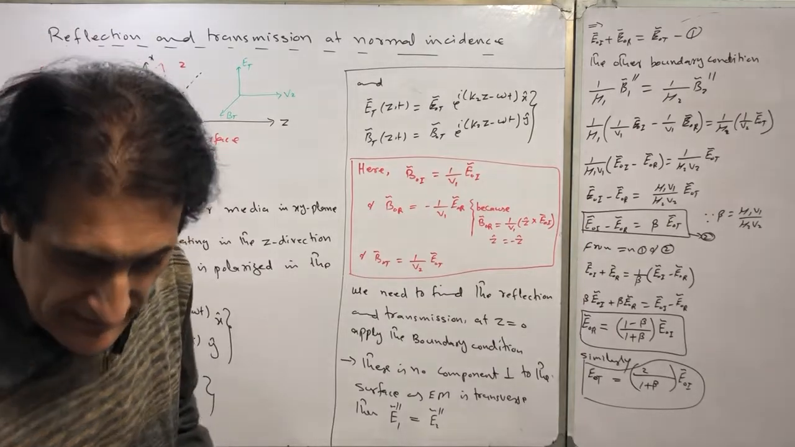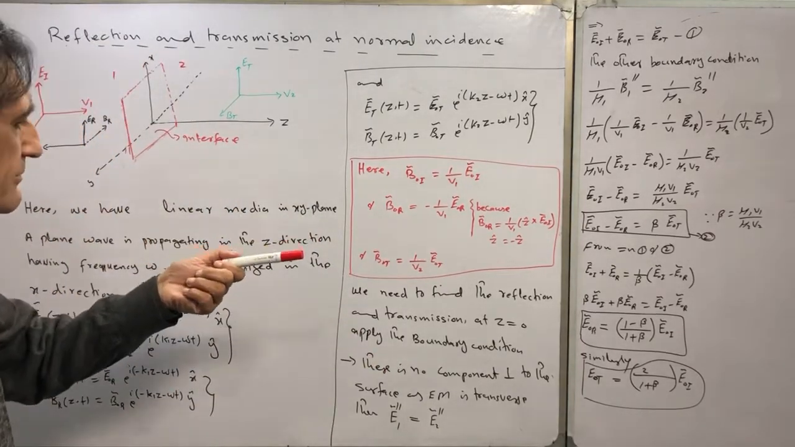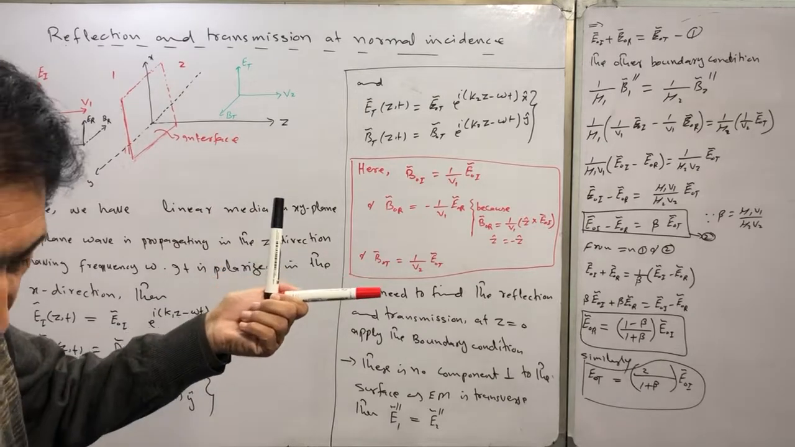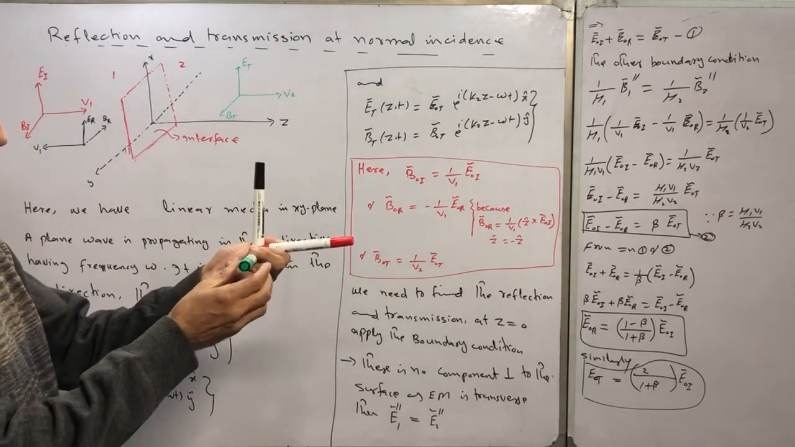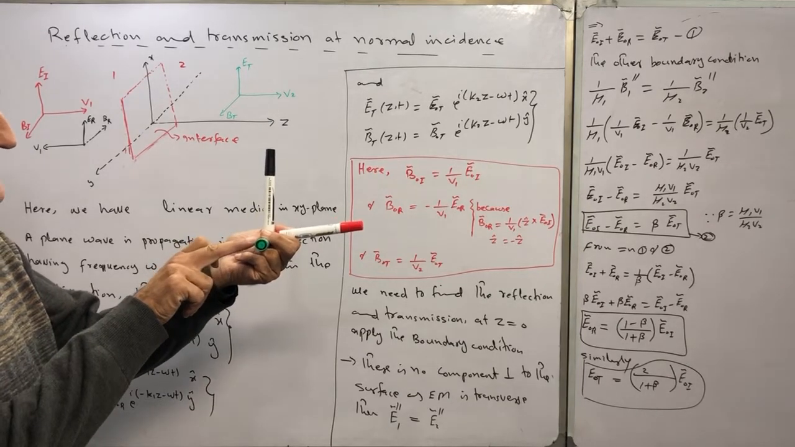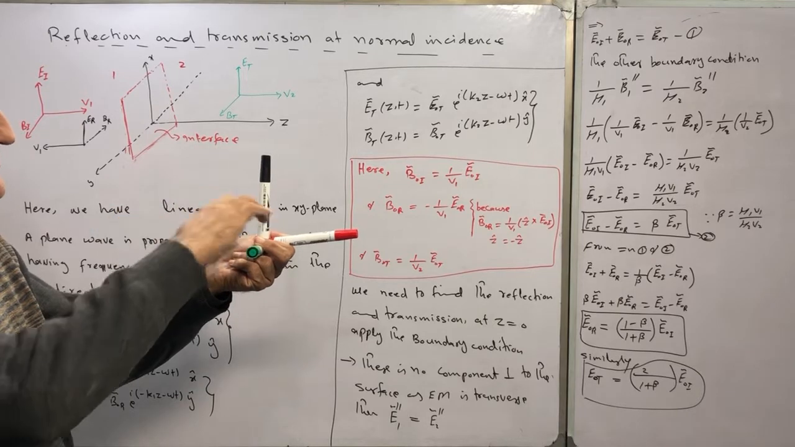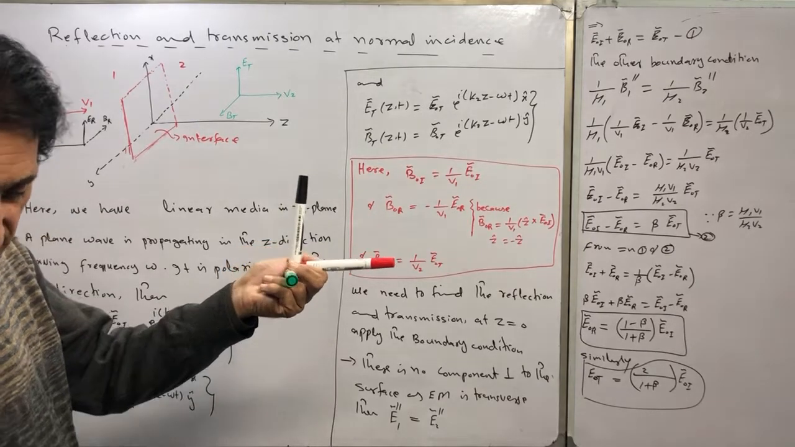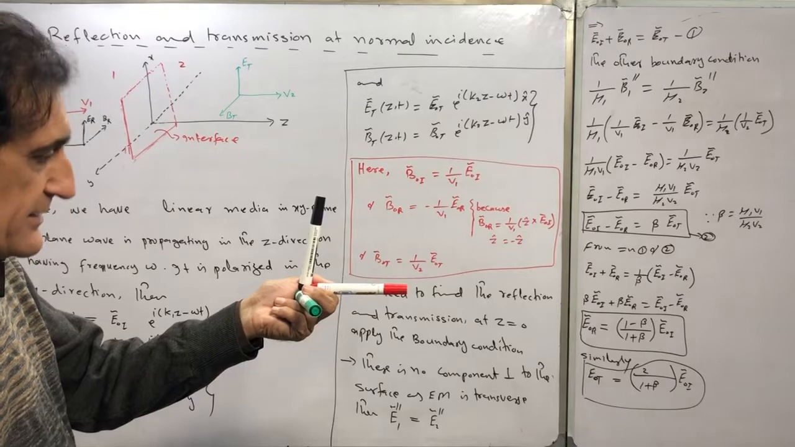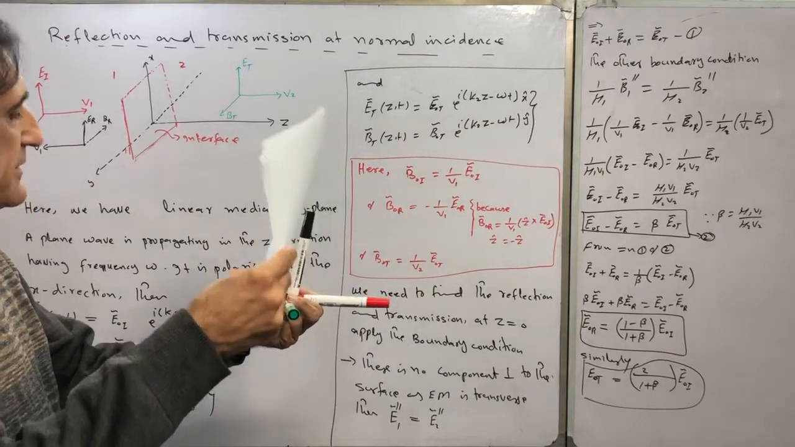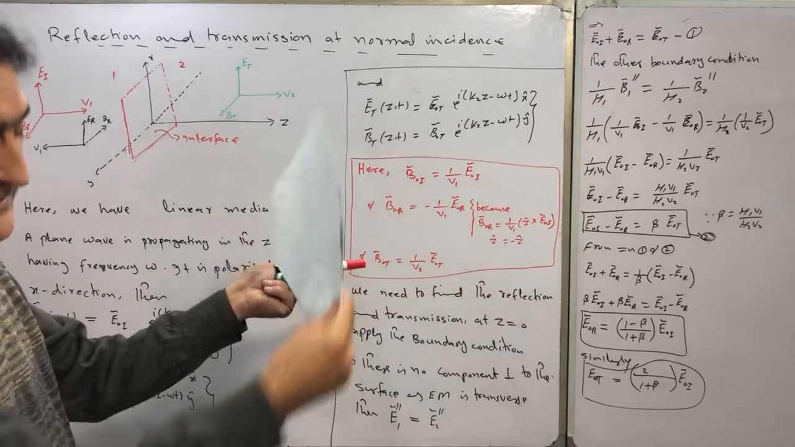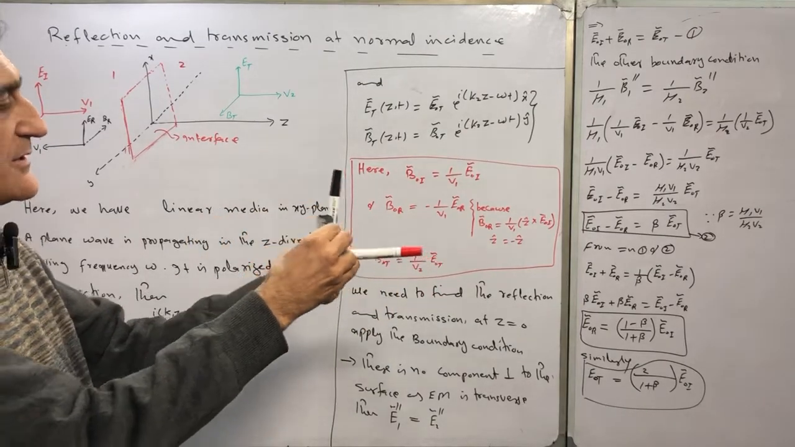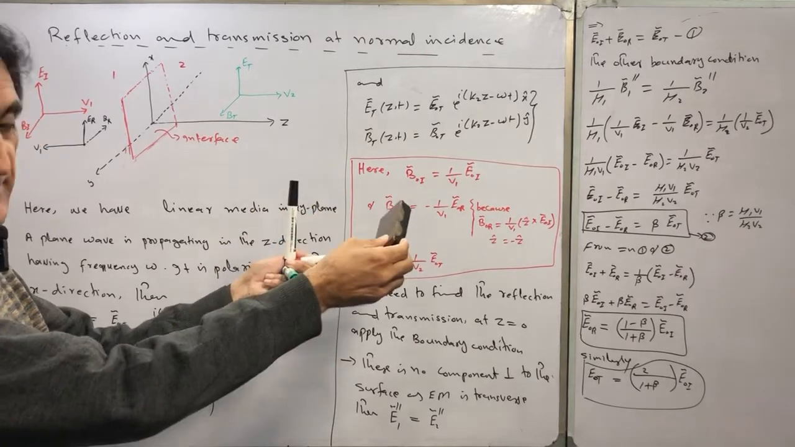To understand this concept physically, let's consider this is the z direction, this is the x direction, and this is the y direction. So the magnetic field is in this direction, this is the electric field direction, and this is the direction of propagation. We also consider that this is the interface between these two media. This is the interface between media 1 and 2. This is 1 and this is 2.